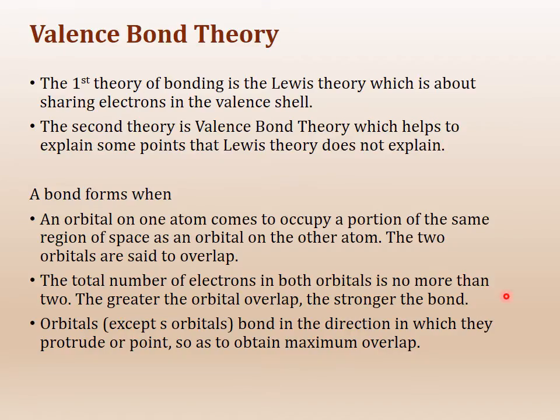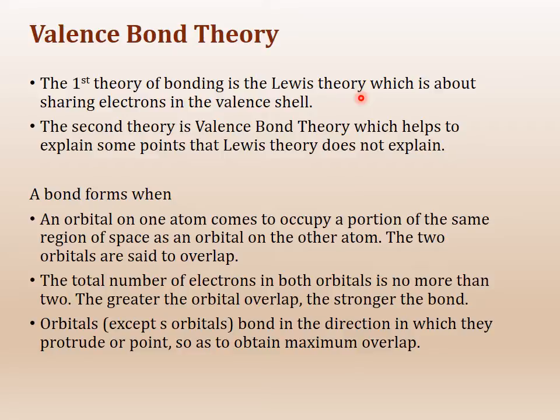There are a few theories about bonding. The first one that you have learned about has been Lewis theory. And the Lewis theory is about sharing electrons in the valence shell, which means that the valence electrons are the ones that are being shared and bonded. Okay, so that's all we talk about in Lewis theory: how these valence electrons are bonding.